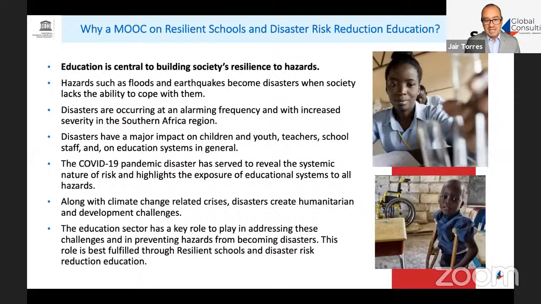And this is something that puts a lot of attention on the areas that we are discussing. And as we mentioned, the COVID-19 pandemic has revealed the systemic nature of risk. Something that before we didn't see very clearly: all these cascade effects. So something that happened in China that was related to a biological hazard managed to affect the education service in countries in Africa, in the Caribbean, in the Pacific.